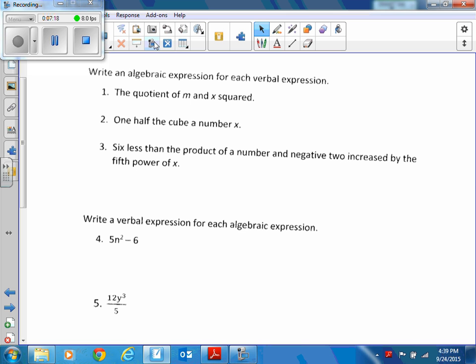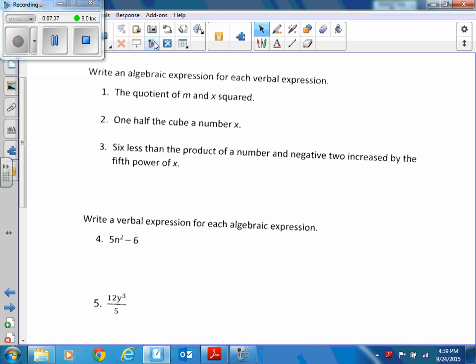Sorry, I was going to need a minute to write down. So we're going to go from a verbal expression to an algebraic expression. I thought I wasn't recording again because I didn't see my guy in the corner, so I got nervous, but we are.